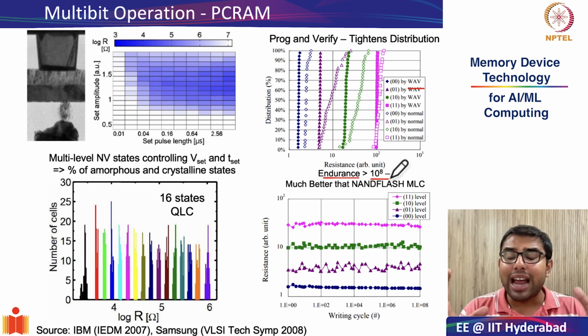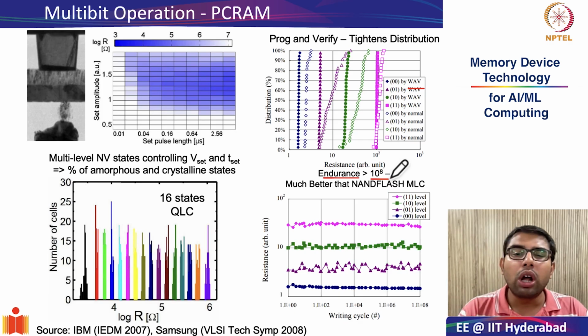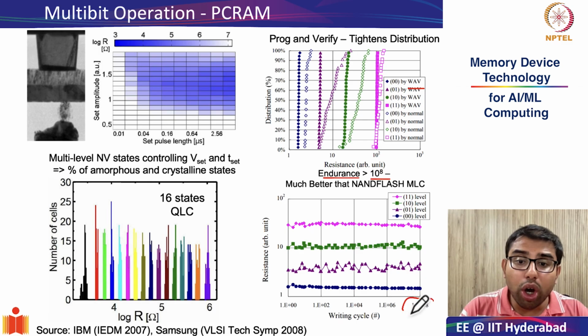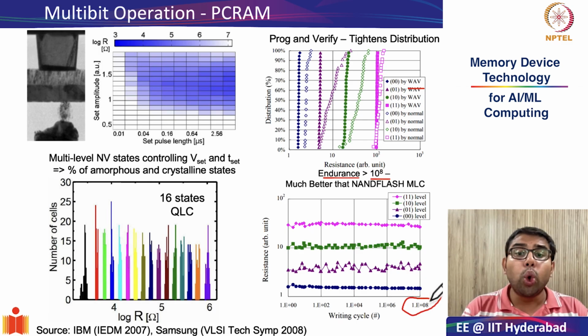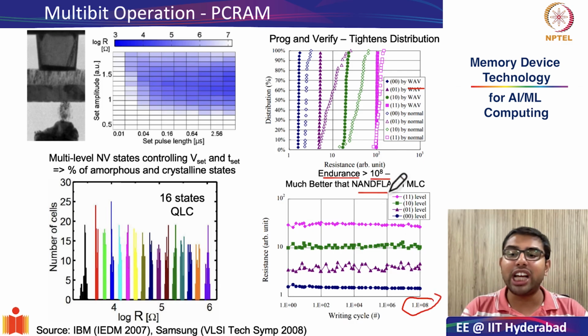So remember, NAND flash MLC endurance was hardly 10 to the power of 4 or 10 to the power of 5 cycles. But as you can see, the endurance of an MLC 2-bit PCRAM cell is almost 3 to 4 orders of magnitude higher compared to NAND flash MLC.